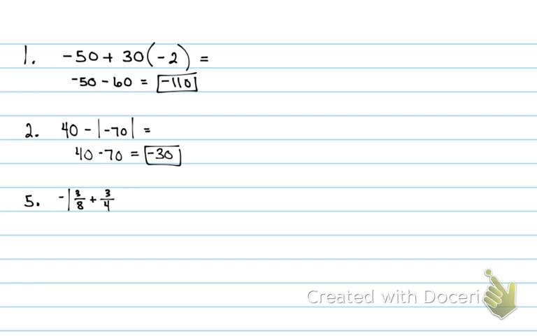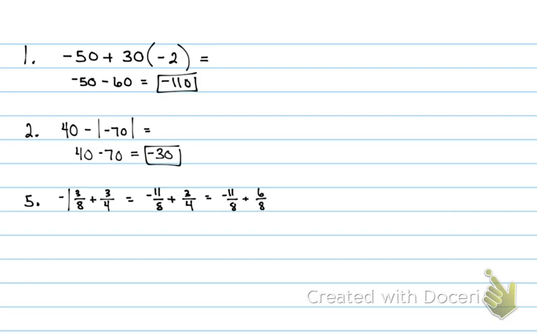Negative 1 3/8 plus 3/4. Okay, what is negative 1 3/8 as an improper fraction? Negative 11 over 8 plus 3 over 4. Can I add these together now? No. Why? Because they're both different. I don't have an LCD. What's my LCD? 8. So what do I multiply that second fraction by? 2. Negative 11 over 8 plus 6 over 8.